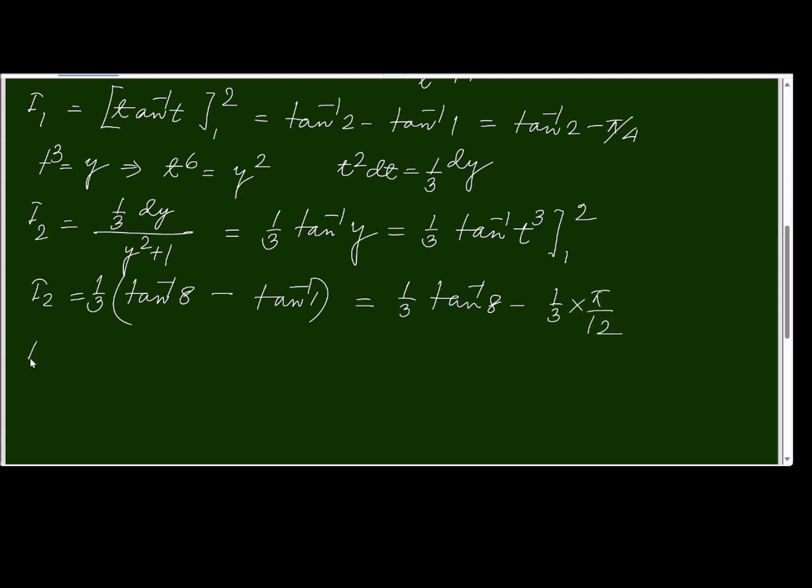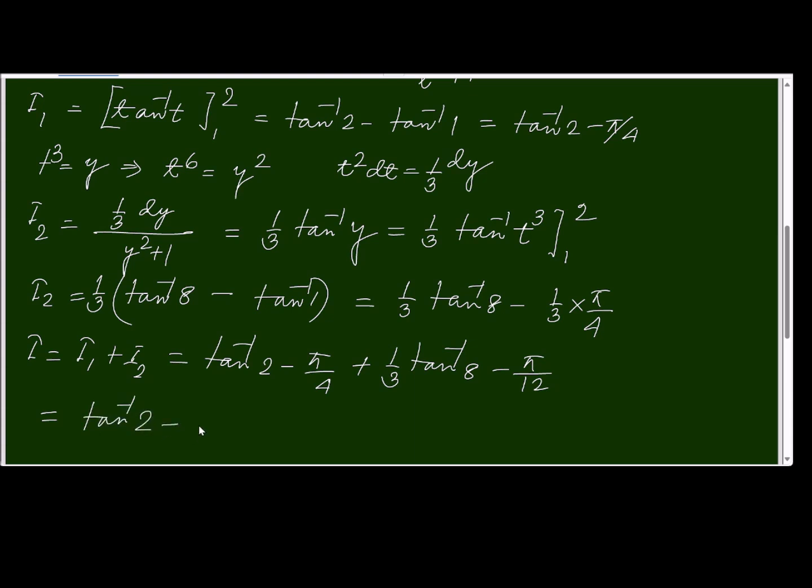Now the sum of all the results, I1 plus I2, equals tan inverse 2 minus pi by 4 plus 1 by 3 tan inverse 8 minus pi by 12. This was 4 by mistake. I have taken 12, it will be 4, sorry. So it will be pi by 12. So total result will be tan inverse 2 minus pi over 3, plus of course 1 by 3 tan inverse 8.